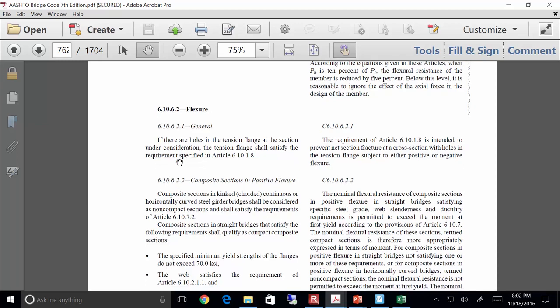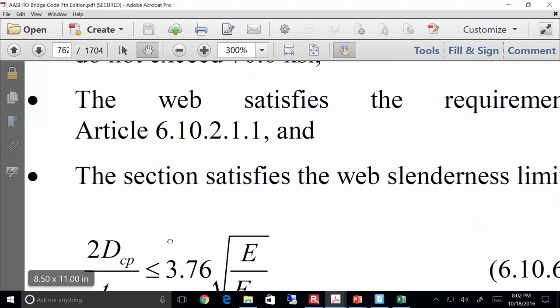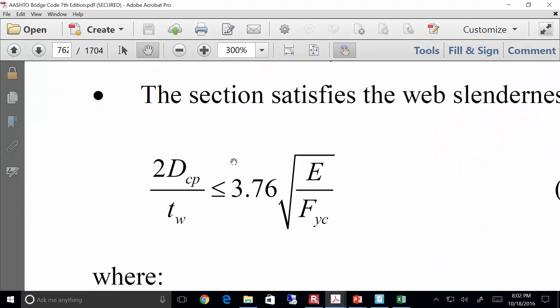Number three, we have to meet the following limit. So let's zoom in on this a little bit. Okay. We have to meet the following web slenderness limit. So this is a web slenderness. It's a D over tw. And it has to be less than or equal to 3.76 square root of E over Fy. Okay? The only term that might be a little confusing is this one right here, this Dcp.